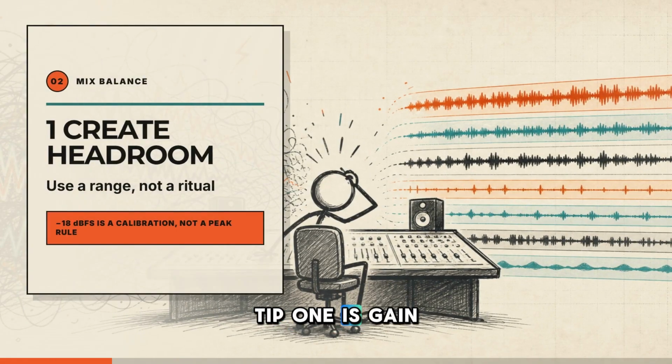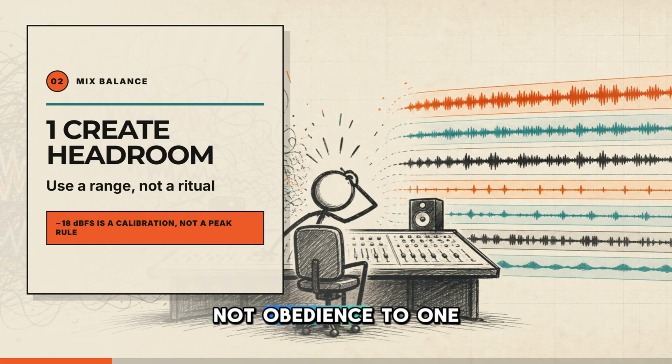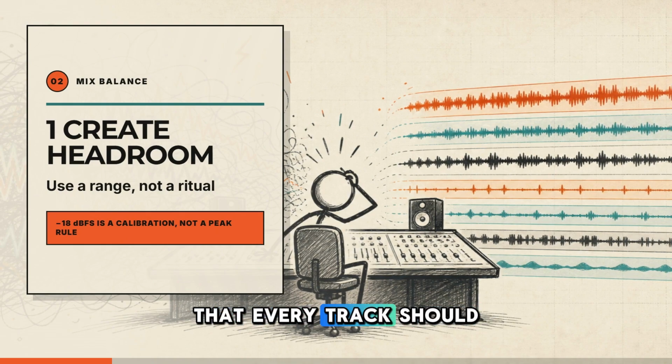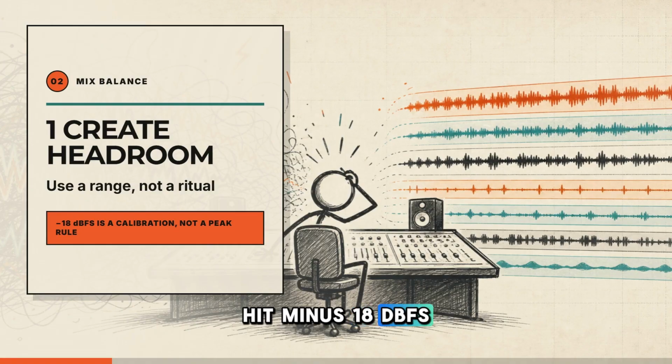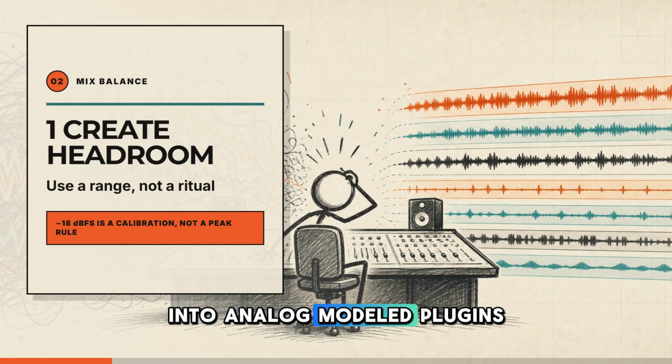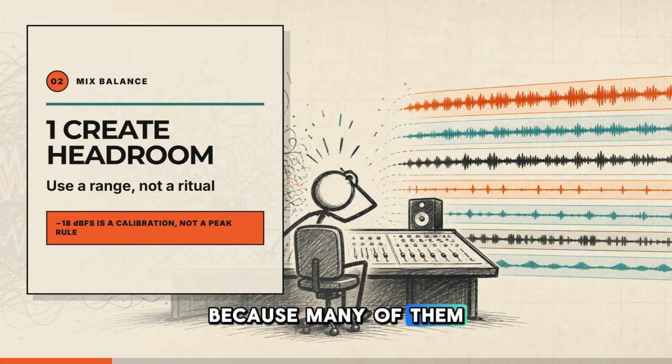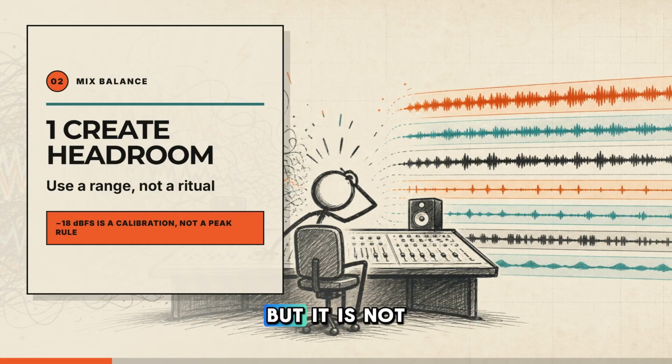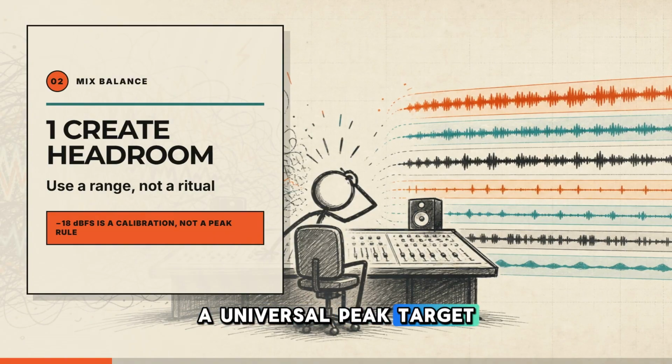Tip 1 is gain staging, but the goal is headroom, not obedience to one magic number. You have probably heard that every track should hit -18 dBFS. That number can be useful when you are talking about average level into analog-modeled plugins, because many of them are calibrated around a nominal operating point. But it is not a universal peak target.